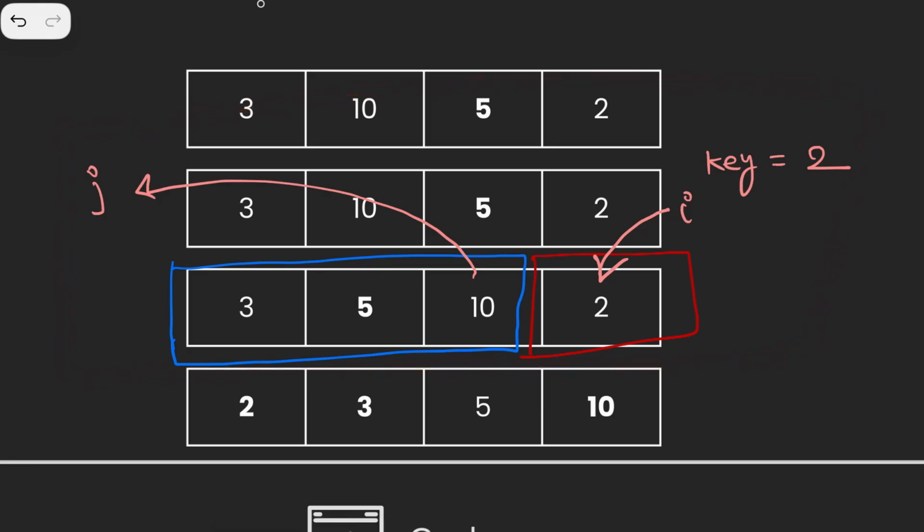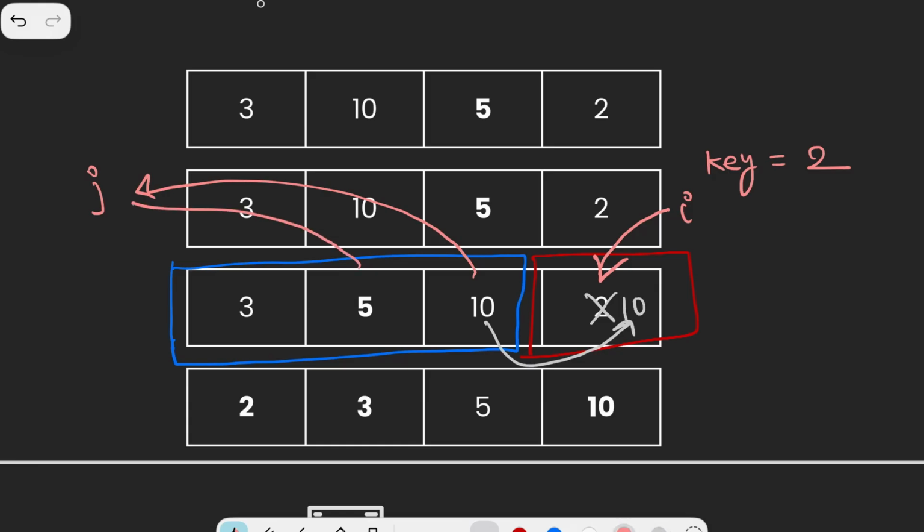So what we do? We check the value of key with the value of j, which is 10. Now 10 is greater than 2. If the value of the jth element is greater than our key element, we move this element forward, right? So that's what we are going to do. We are going to move this element forward. Now we will update the value of j. Now j will be pointing to this element 5. Again, we check this 5 with our key element. Again, we observe that 5 is greater than our key element. So we need to move this 5 as well. So we will move this 5 here.